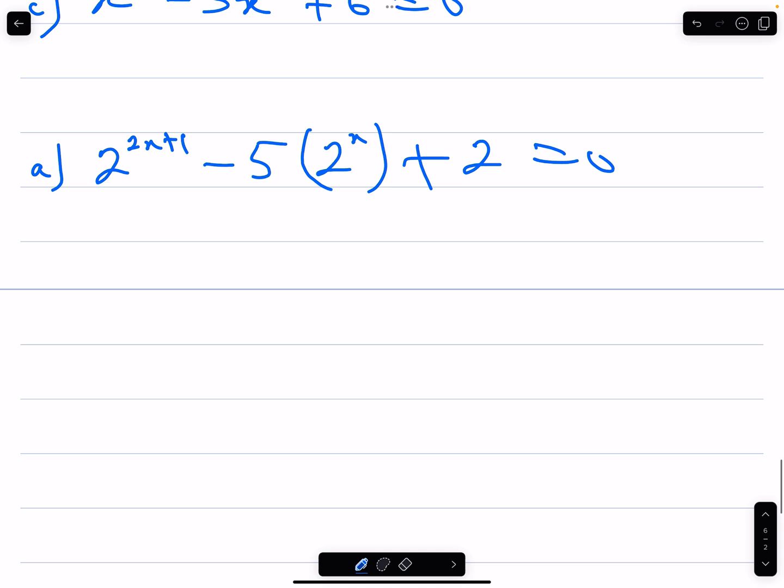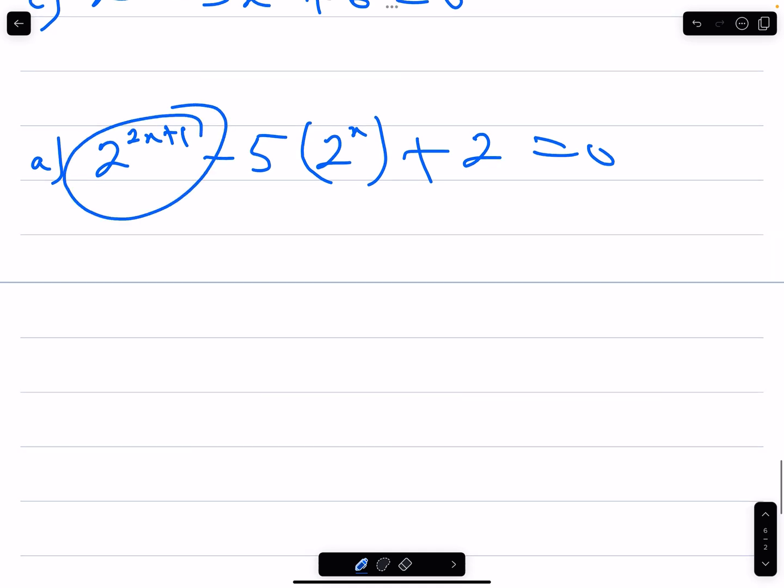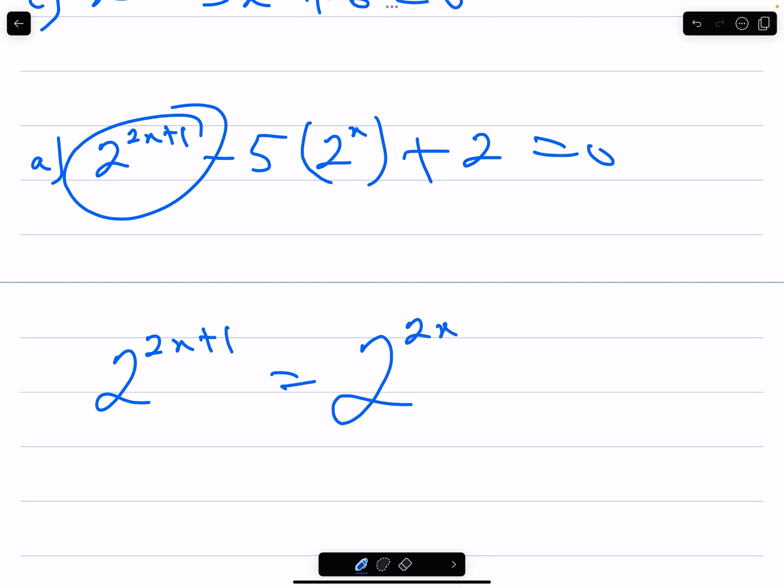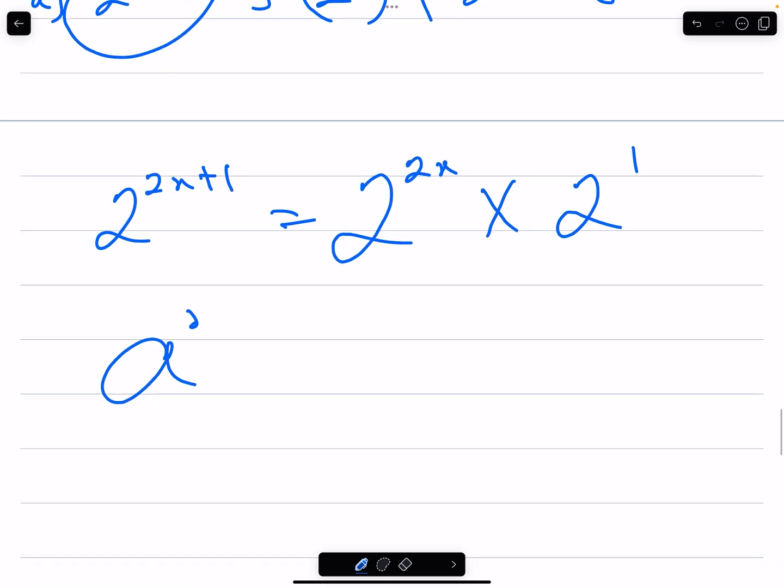Now what do we do here? Of course, look at this: 2 raised to the power 2x plus 1. Let's see that 2 raised to the power 2x plus 1 is the same as 2 raised to the power 2x times 2 raised to the power 1, just as we know that a raised to the power x times a raised to the power y equals a raised to the power x plus y.